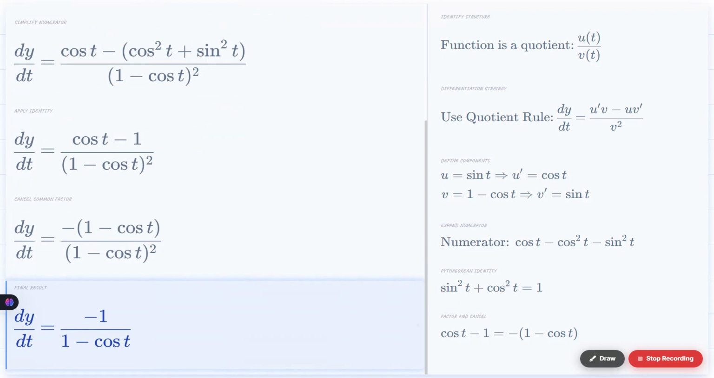We cancel one of the 1 minus cos t parts from the top and the bottom. We do this to get our final answer. When you divide a term by itself, it becomes 1.